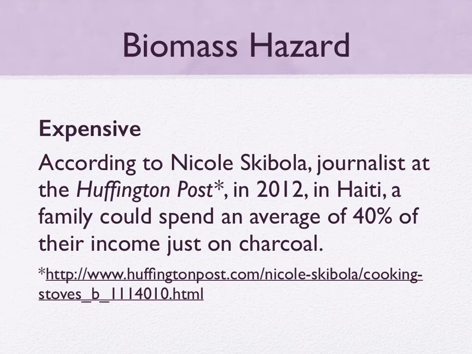According to Nicole Skibola, a journalist at the Huffington Post, in 2012 in Haiti, a family could spend an average of 40% of their income just on charcoal. So here usually I ask you to think about the money you're making at your part-time job and remove a little under half of it. That's how much they have to spend just on the charcoal that they need to cook and get warmth from.